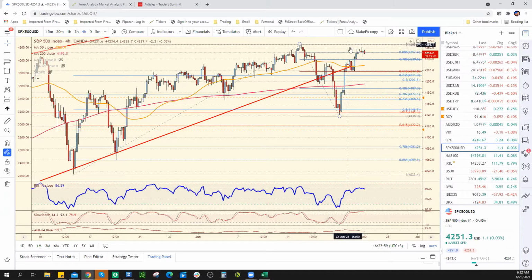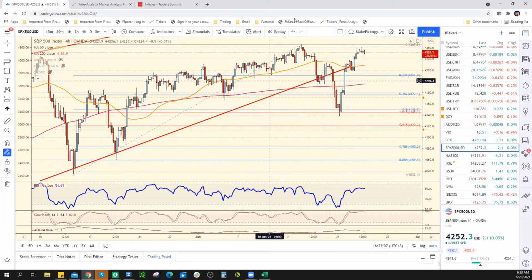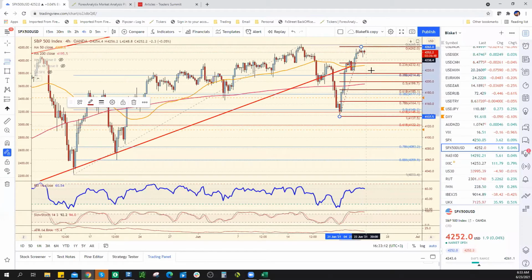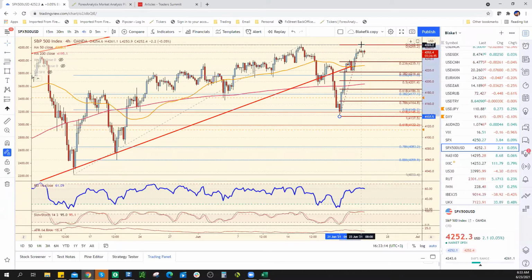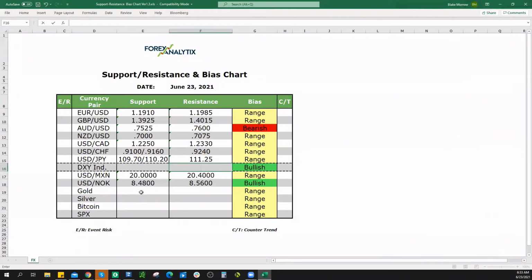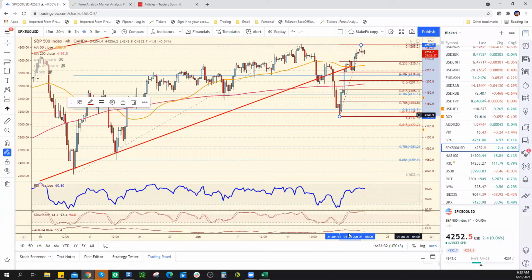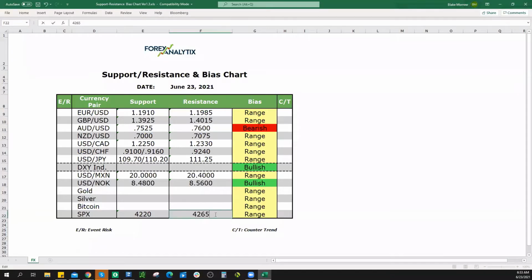So 42.65 is resistance. Support is, I don't even know. We'll have to figure that out. So support here, let's just assume these highs hold. Support would be a 38%, so that's going to be 42.20. I'm just going to do that. And then obviously above that is 4,300.